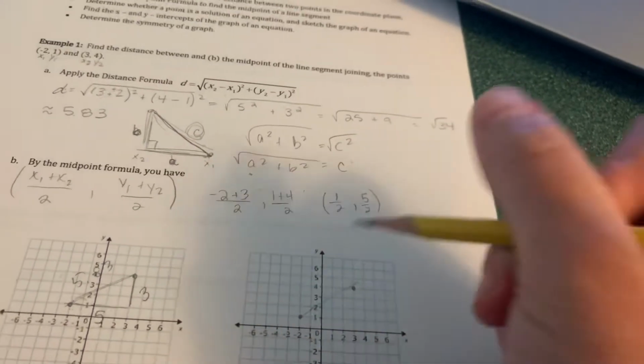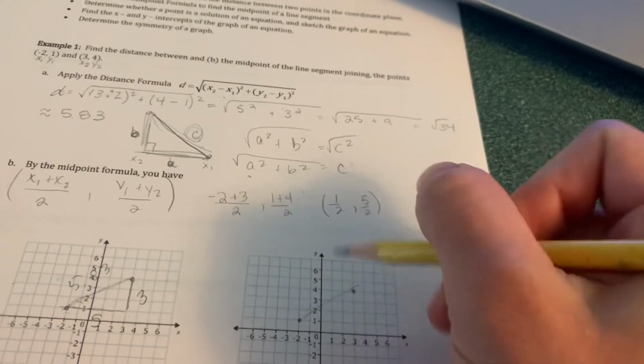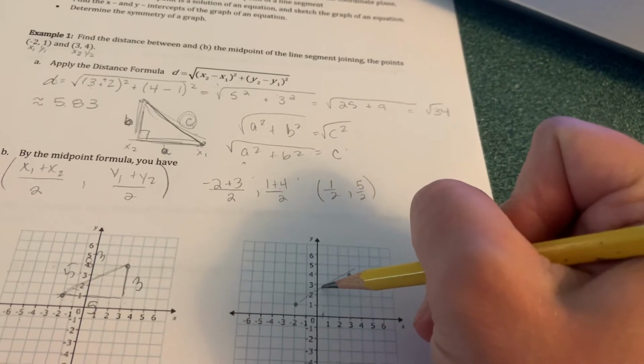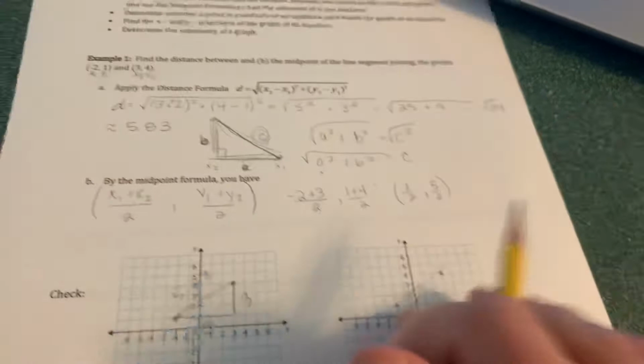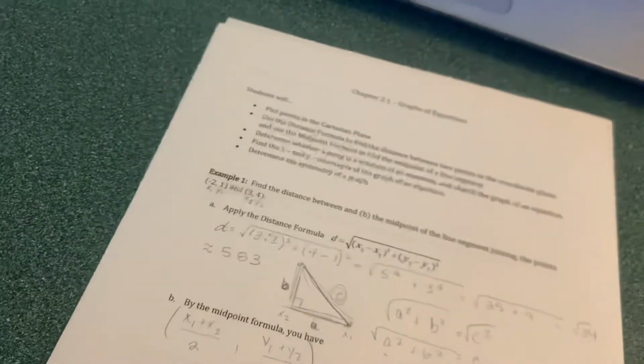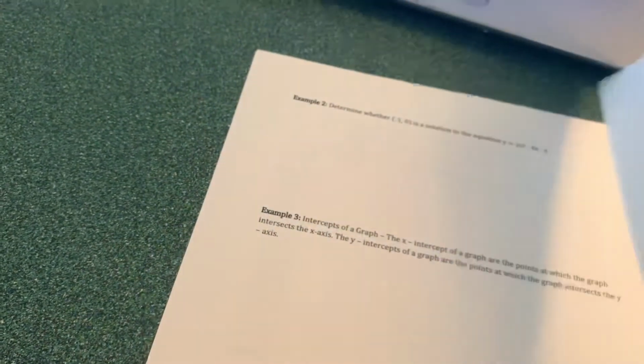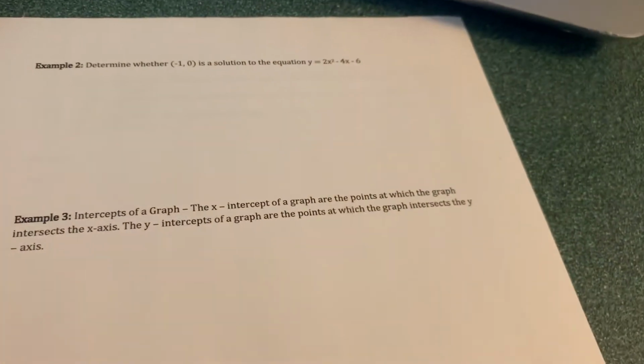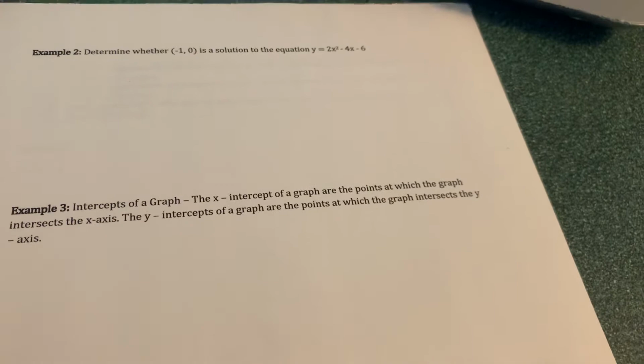If we were to find the midpoint, it should be right around here. Well, our midpoint is 1/2, and then up 2.5. Yeah, that seems appropriate. So we did it right, okay? So that's a lot for your first example, but that's how you do it. It's pretty simple. It's a good reminder of Algebra 1 and a little bit of geometry.